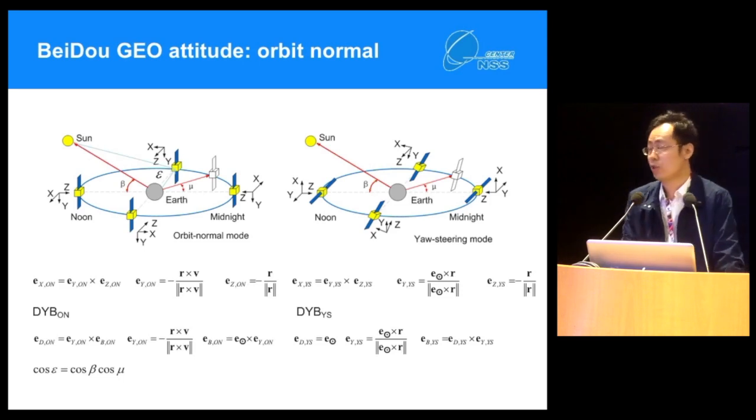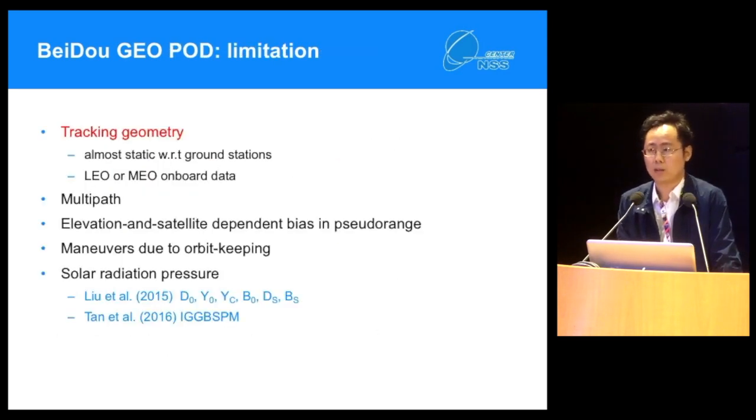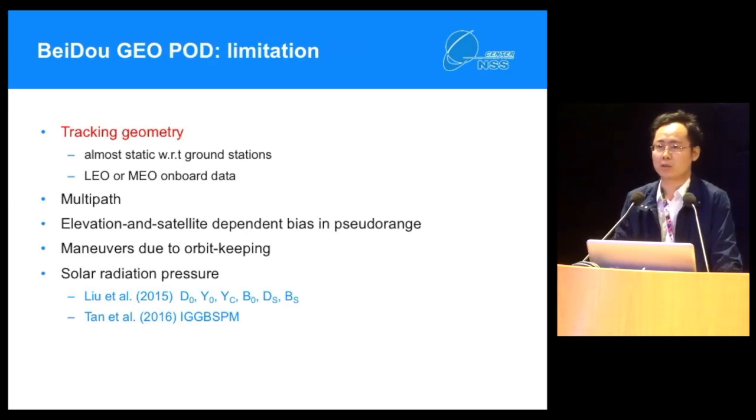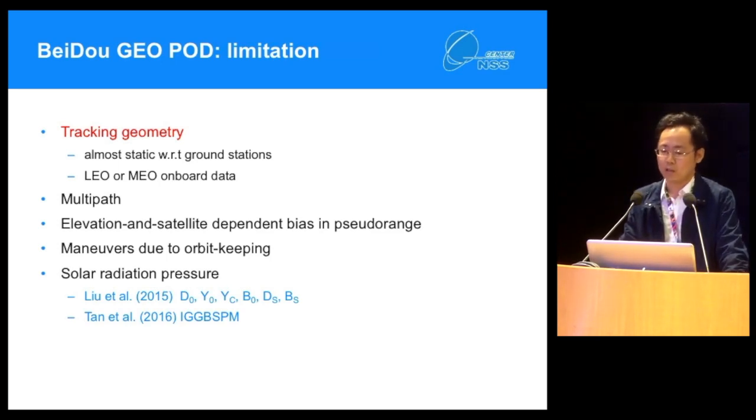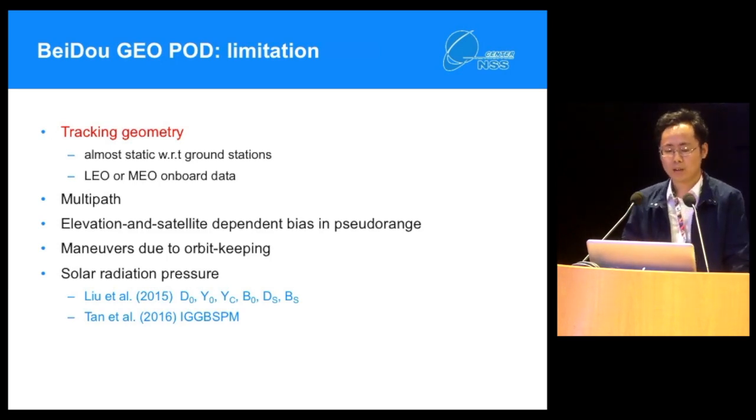For the limitations of the BeiDou GEO satellites, besides the attitude model, the quite essential one is the tracking geometry, because the satellite almost sticks to the ground stations. There are some options to improve the situation, such as using LEO or MEO onboard data. However, up to now, only one LEO satellite, Fengyun 3, has data, and there is no onboard MEO data. The other factors have minimal impact on the POD.